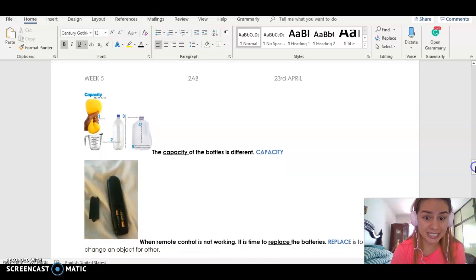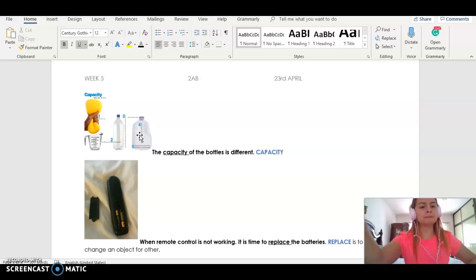And then we have capacity. The capacity of the bottles is different. So if you see the first bottle, it's little. So the capacity is going to be little. But the third bottle, it's bigger. So the capacity is going to be bigger. Exactly. Now, capacity can also be related to batteries. So which object can have more capacity? The cell phone or the computer? Think about the example that I give you about the bottles and you are going to say it, okay?